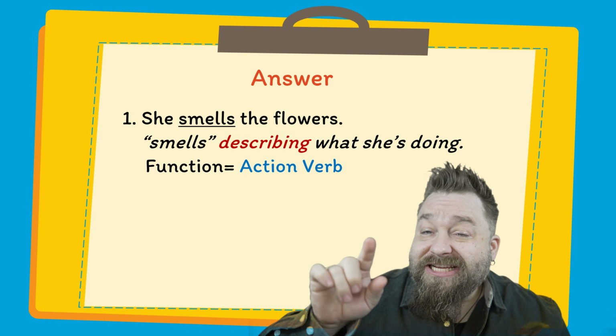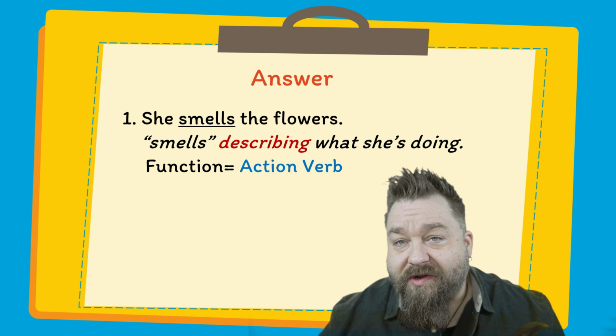Now, what about that second sentence? Well, she smells the flowers. She's doing something, right? We know what action verbs are. She is doing the action of smelling this flower. Okay, so this is an action verb. Now, linking verbs connect the subject to more details, and action verbs are just the action, right? I told you you could do that.